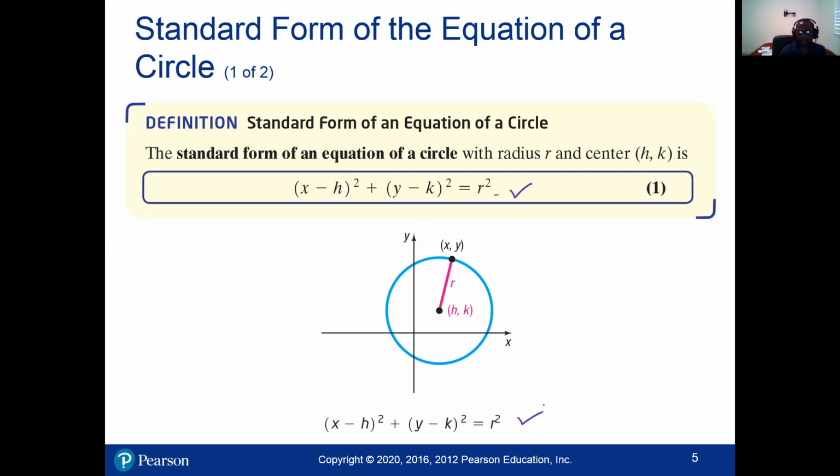If you take the square root of both sides, you'll be able to find the distance, which is the radius. Given the center and a point on the circle, you should be able to find the radius using the distance formula.